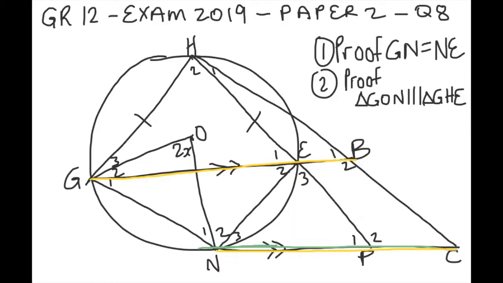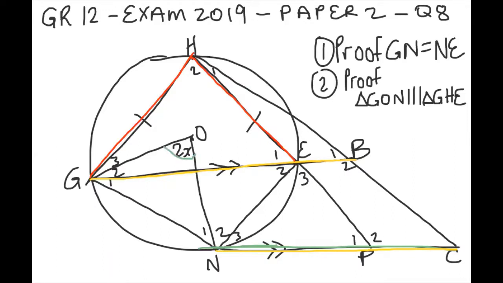They say HG is equal to HE. So where's HG? There we go. It's equal to HE. Maybe make that also a color. So HG is equal to HE, and then they say GON is 2x. So that's this angle over here. That's 2x. Okay, so we have to prove that GN equals NE.